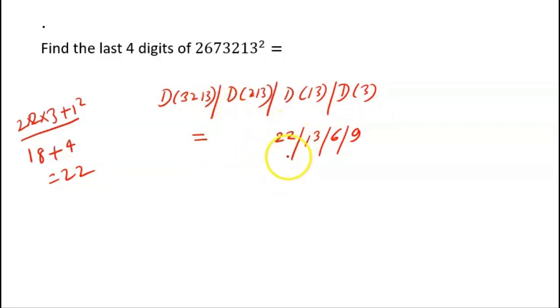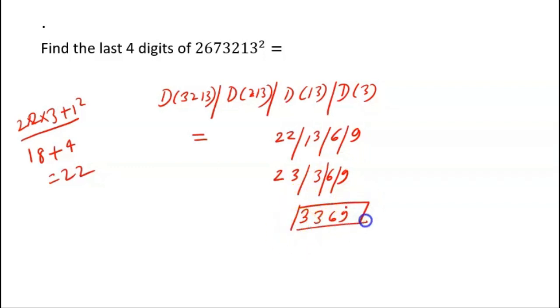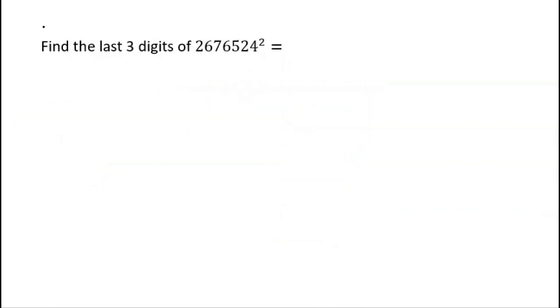Now I just have to do the adjustment. So 21 will become 23, 22 will become 23, and this will be 3 6 9. So what will be the last four terms? The last four terms will be 3 3 6 9. So that is the last four terms of the square of this number. Let us quickly do one more problem just to be very sure about the process.